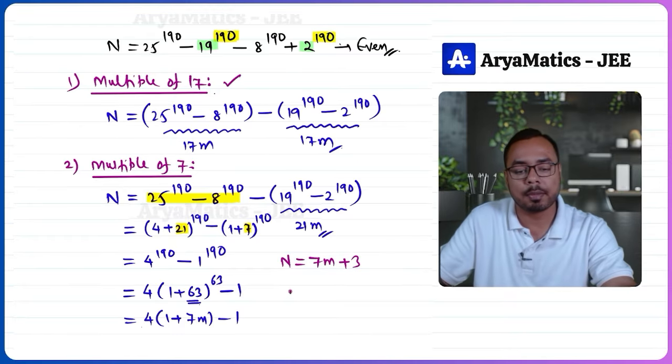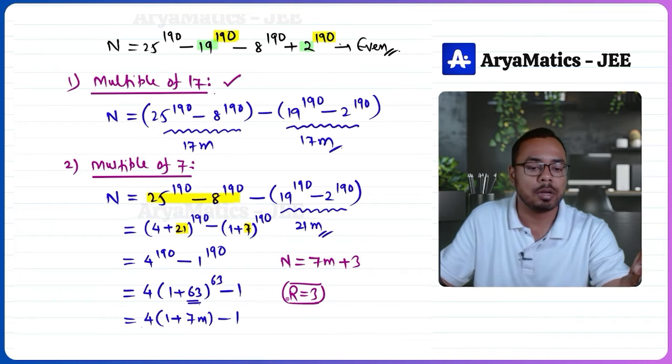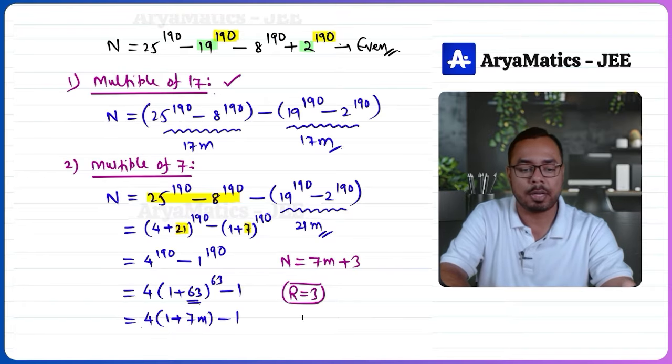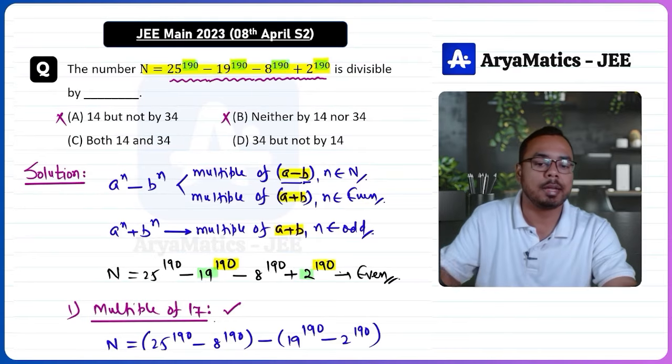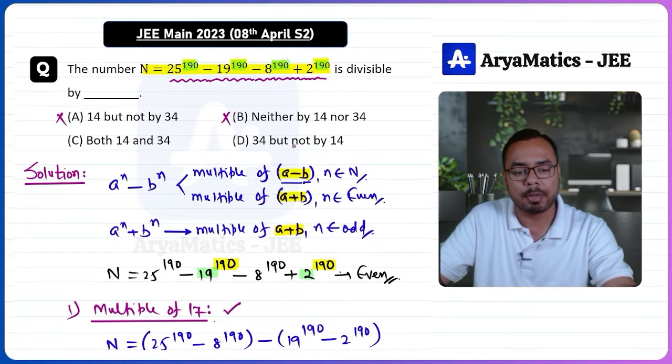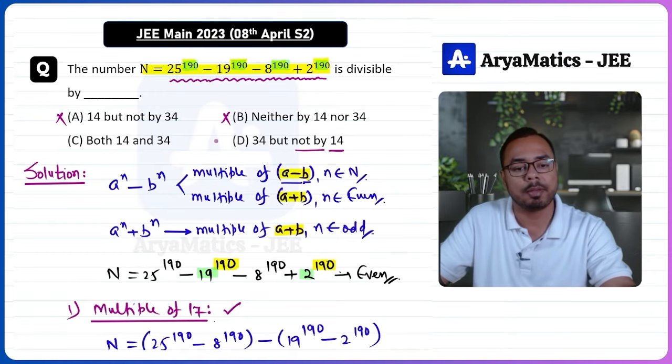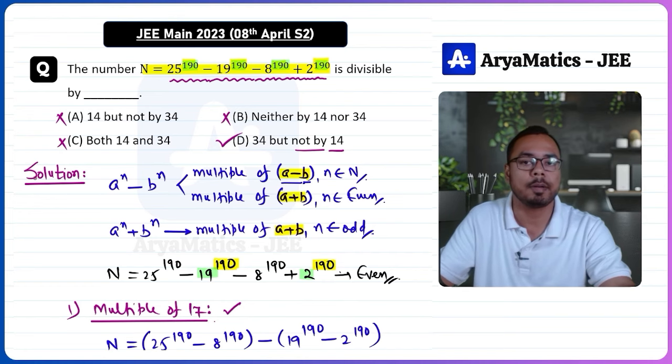And when you divide this number by 7, the remainder will be 3, which means the number is not divisible by 7 and therefore not divisible by 14, right? So the correct answer will be that this number is divisible by 34 but not divisible by 14. This should be the right answer, right?